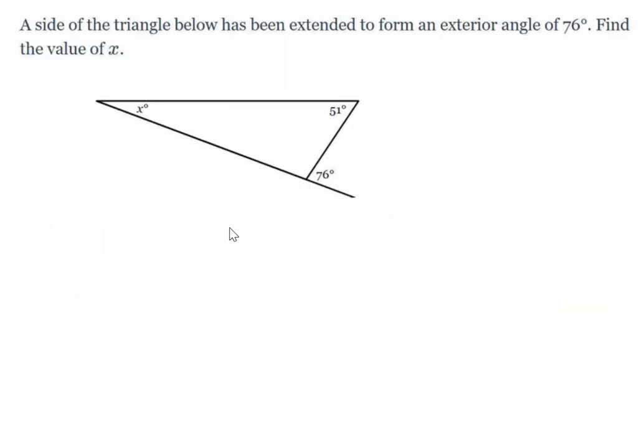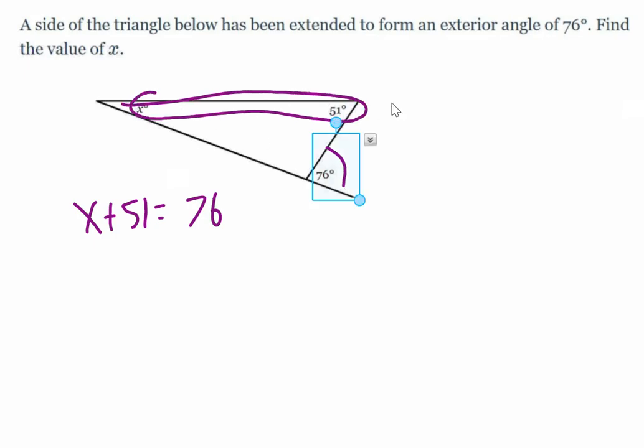So here's one that you guys can try from Delta Math. Okay, welcome back. So I'm going to have x plus 51 equals 76. This is my remote exterior angle, and these are my two interior angles. I'm going to subtract 51 from both sides. That cancels, and x equals 25 degrees.